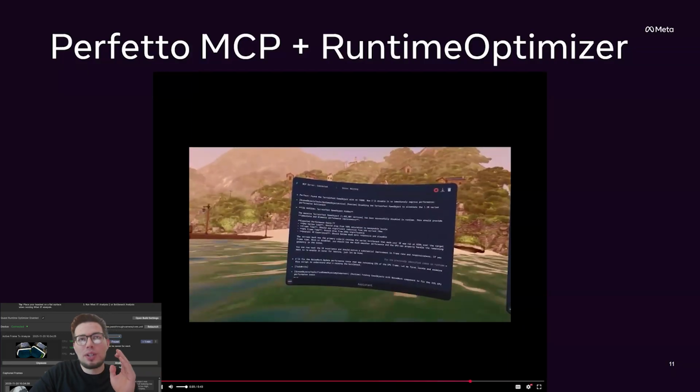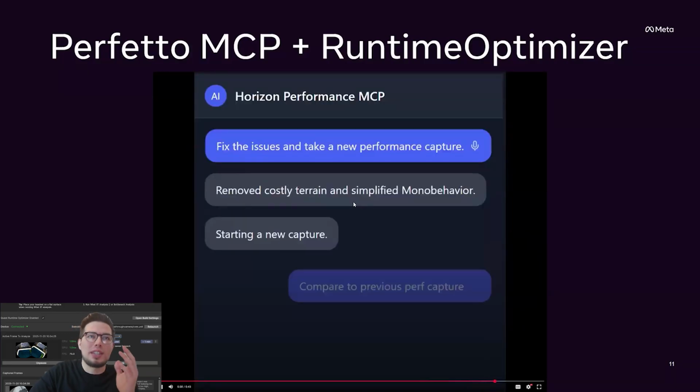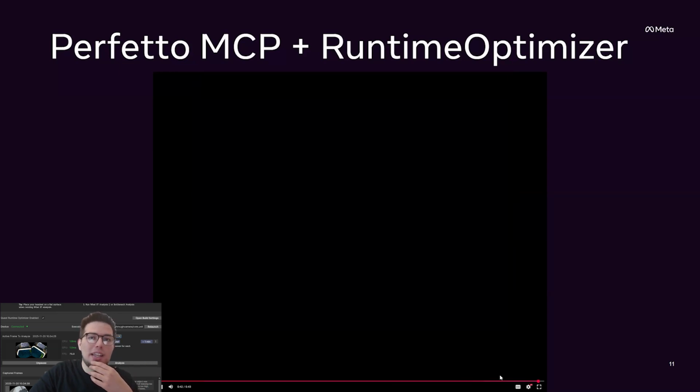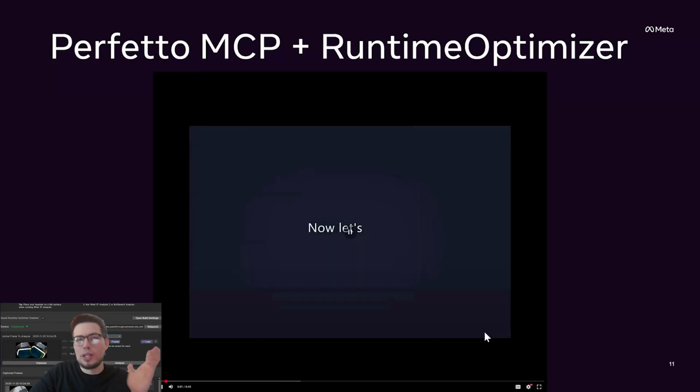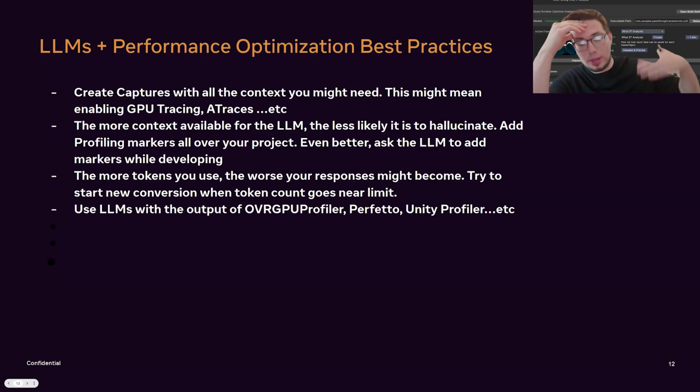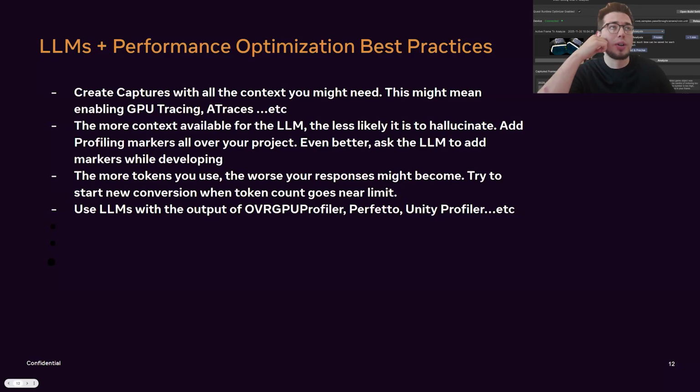Great. So it finds what the issue is. It simplifies the mono behavior, removes the costly terrain, and it does an A/B test, and it realizes that, hey, this is actually an improvement. Great. So that is just a little bit to seed an idea of, hey, once you are connecting a lot of these different flows, what is possible is really cool, and you can potentially iterate during runtime. And yeah, that is, I think, our potential North Star.